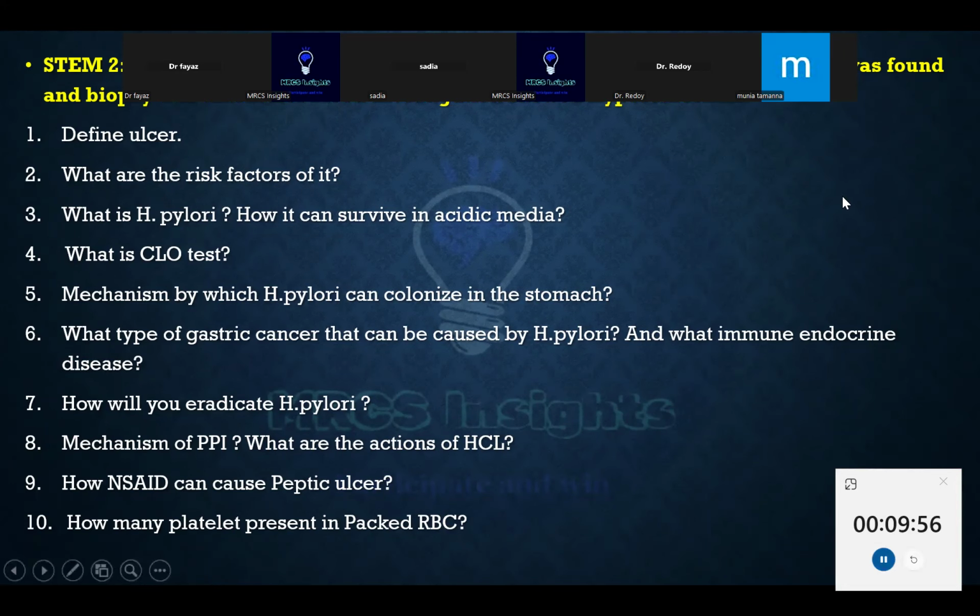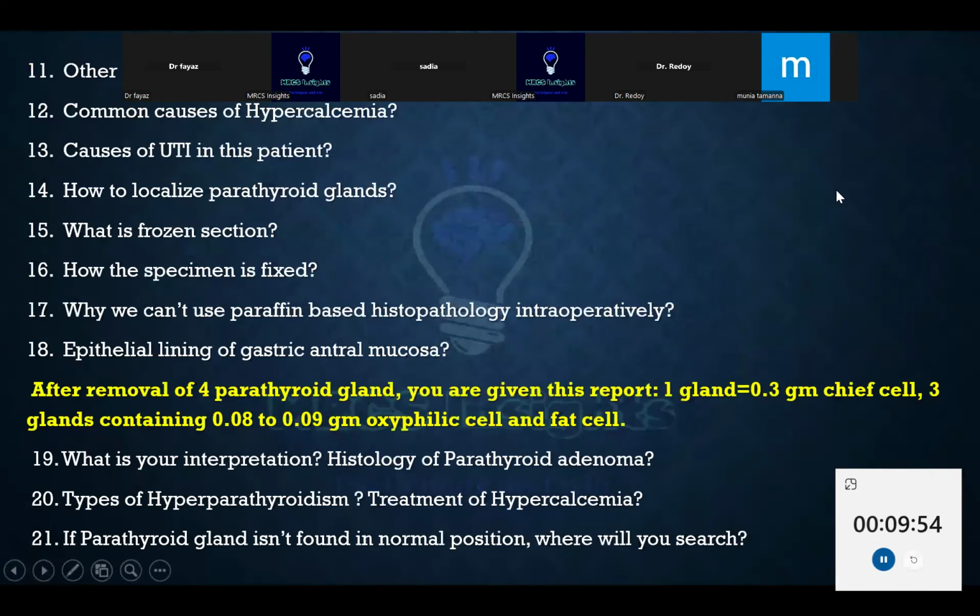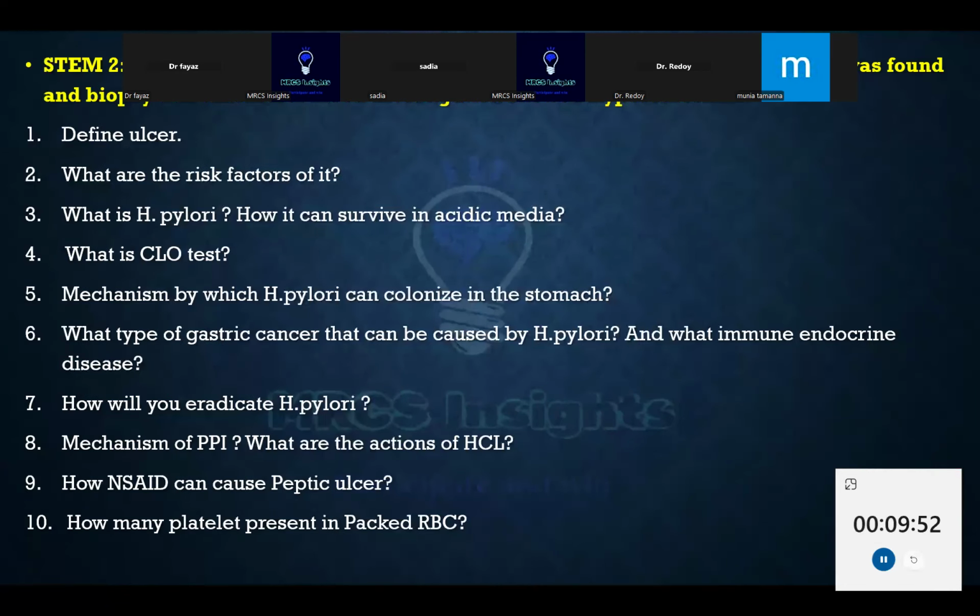The patient presented in the emergency department with hematemesis. On OGD, peptic ulcer was found and biopsy was taken. Blood investigation showed hypercalcemia. Okay. So can we start?